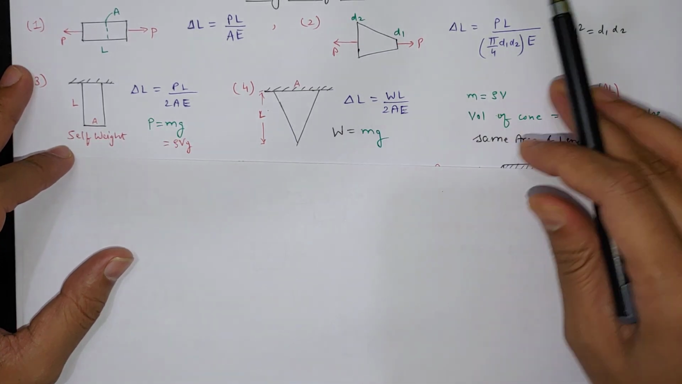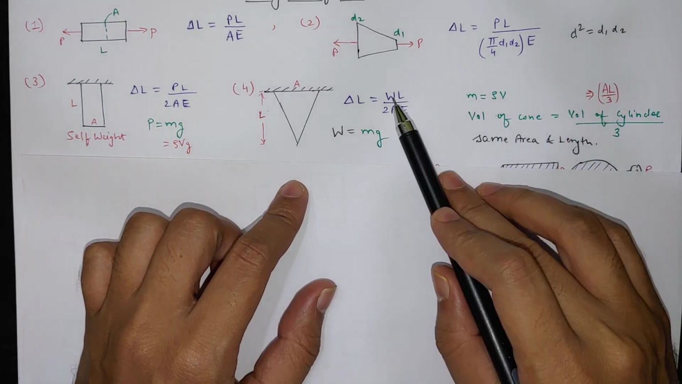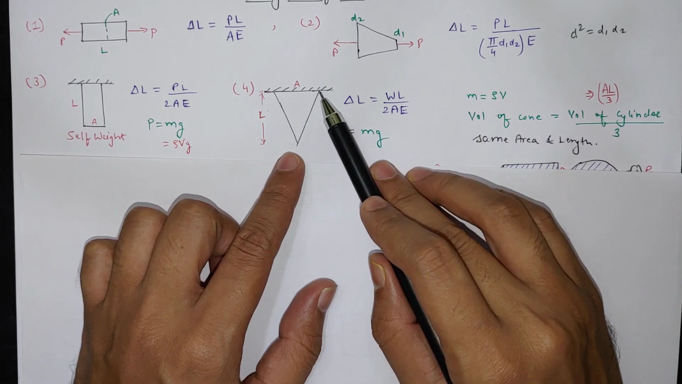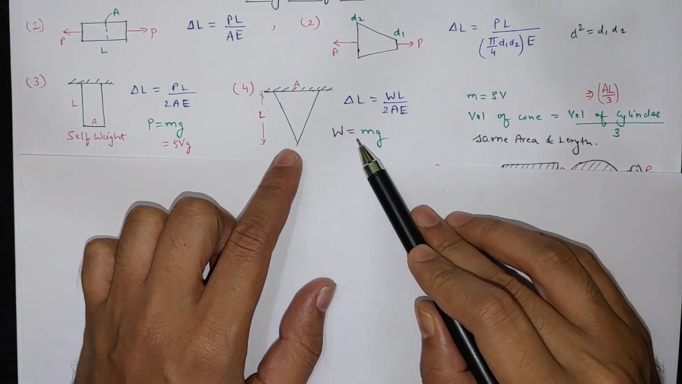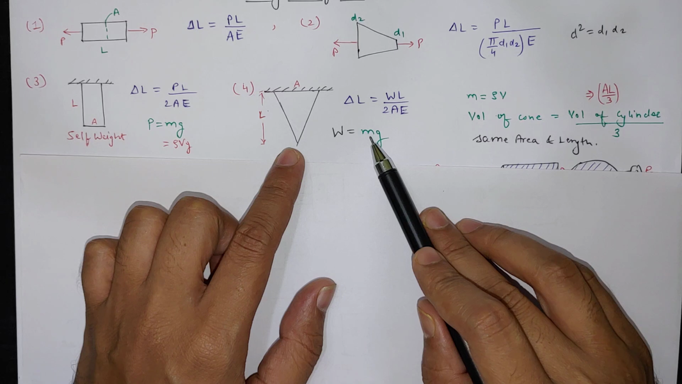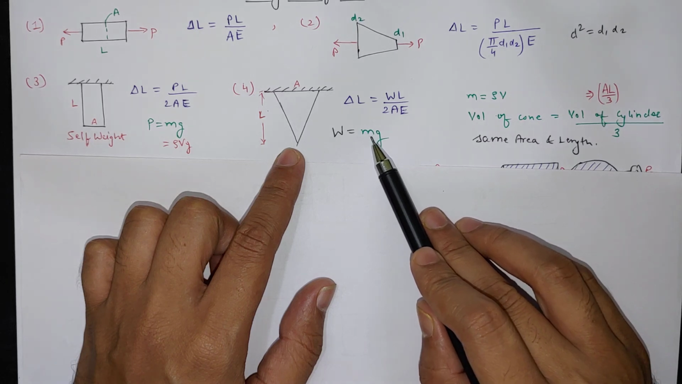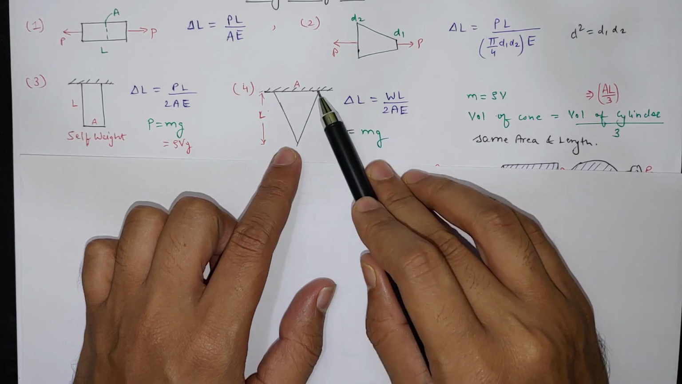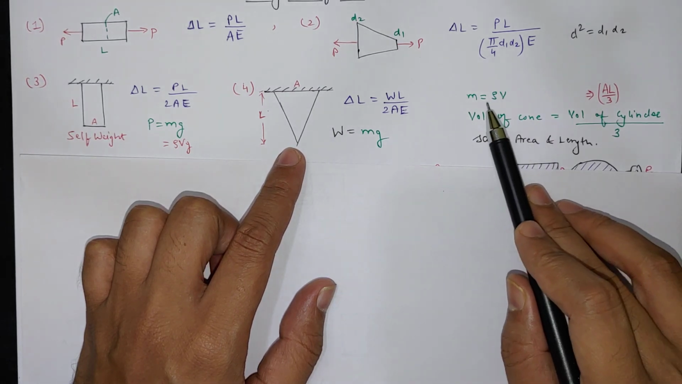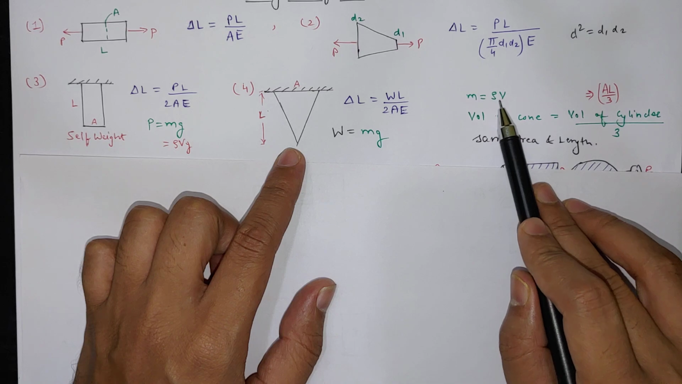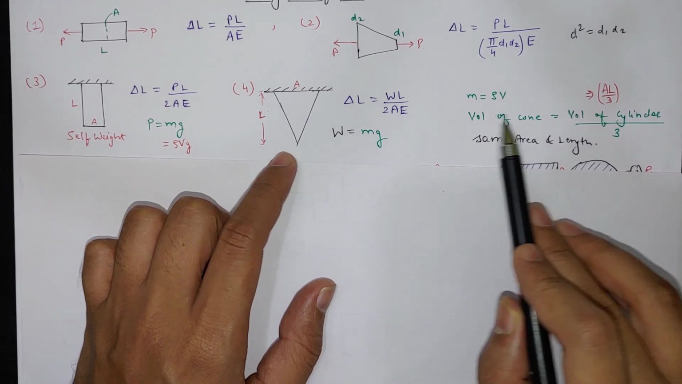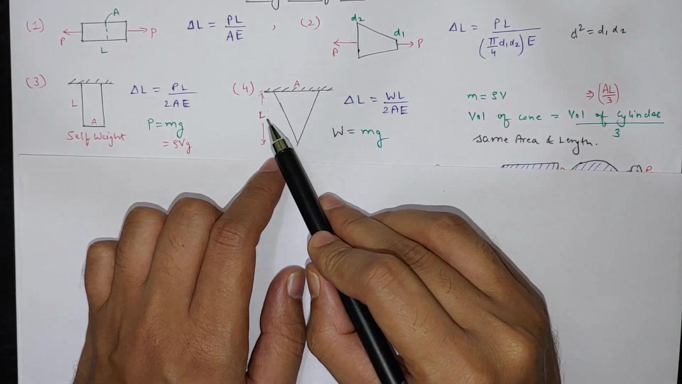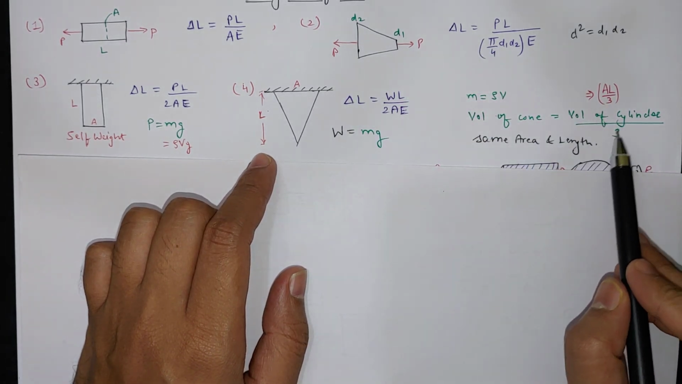In the tapered bar, if you see, the same formula is there, WL by 2AE, but here W is the weight of this tapered cone. So here the weight of the tapered cone will be equal to mg, and here m will be the mass of this tapered cone. So using the relation mass equals rho into V, the volume of the cone will be equal to the volume of the cylinder formed with area into length, divided by 3.